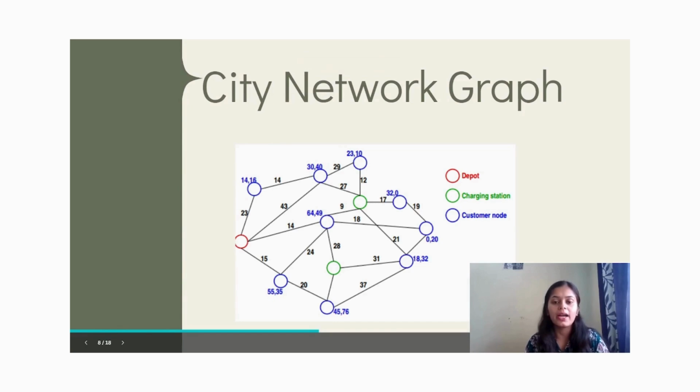Let's have a clear look at the network graph itself. In this graph, the red node is our depot, green nodes are charging stations, blue nodes are customer points. The connections between them, or edges, represent the actual distance between two locations. This graph layout forms the basis for all our route planning, and our algorithms will use this structure to decide which delivery points to visit, when to recharge, and how to minimize energy use while completing all deliveries.